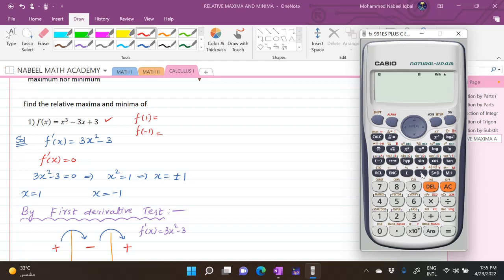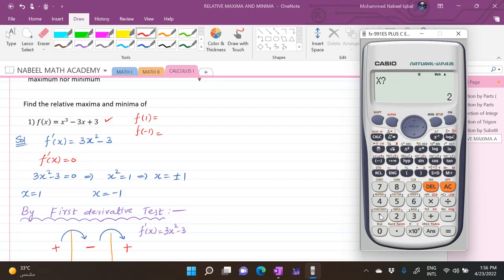This is alpha x power 3. Then minus 3 alpha x. So it is in the power, and I don't want it in the power. So I need minus 3 alpha x. Then plus 3. Again calci, I have to give the two values.